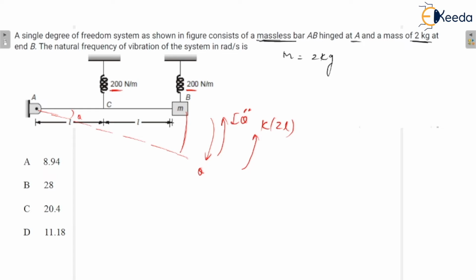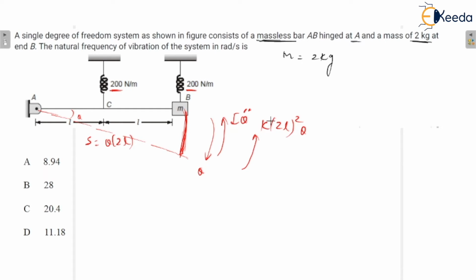Basically, you can see what the spring force is: K into X. And what is X? X is this distance, this arc. That means this is the displacement of the spring. So that's why this is the force. Now we have to take the torque about this point A. The length is again 2L, so 2L multiplied by 2L would be 2L whole square. And since we have considered this arc, the arc would be theta into 2L. That's why we have to multiply with theta.